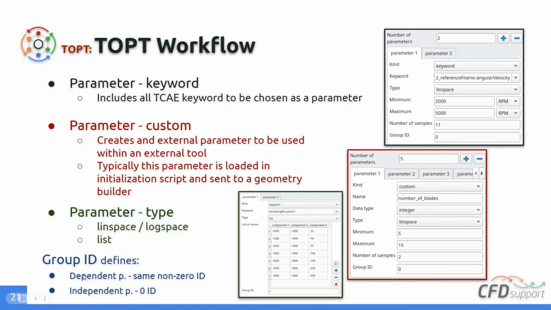Then there is a group ID, which defines the dependent and independent parameters. If you set two parameters and give them the same non-zero ID, then they will be dependent. So if one is changing, then the second one is also changing according to a given function, linearly or in a log manner. And independent means any combination of the parameters is allowed.